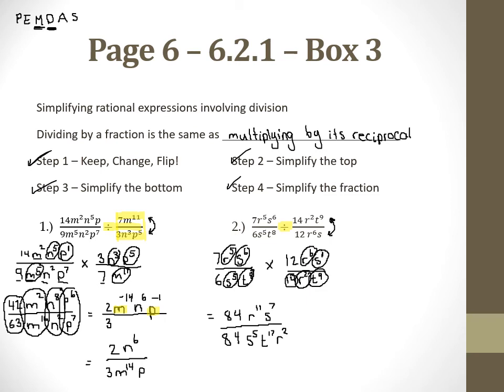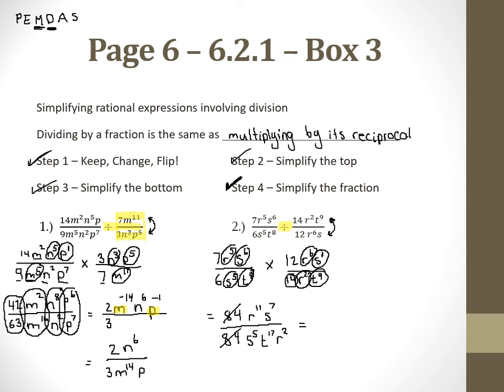So that's step 2 and step 3. We multiplied across the top, we multiplied across the bottom, we added all the exponents. Now we need to do step 4, simplifying the fraction. So this is where the division comes in. So 84 divided by 84 is just 1. Those two whole numbers cancel each other out.